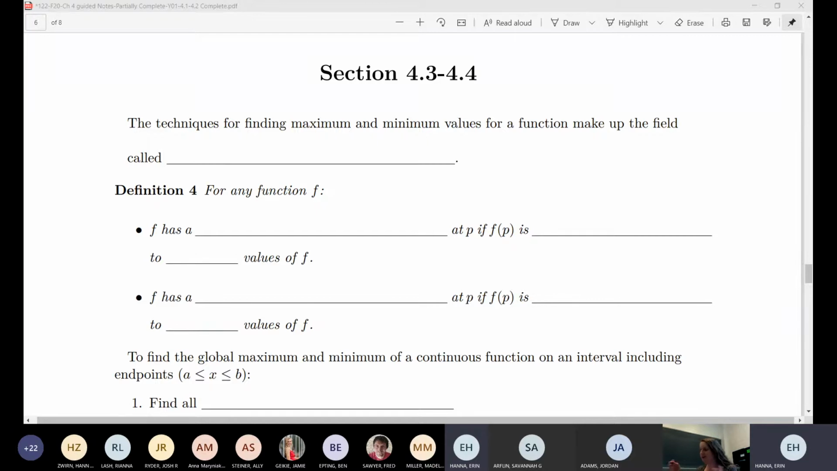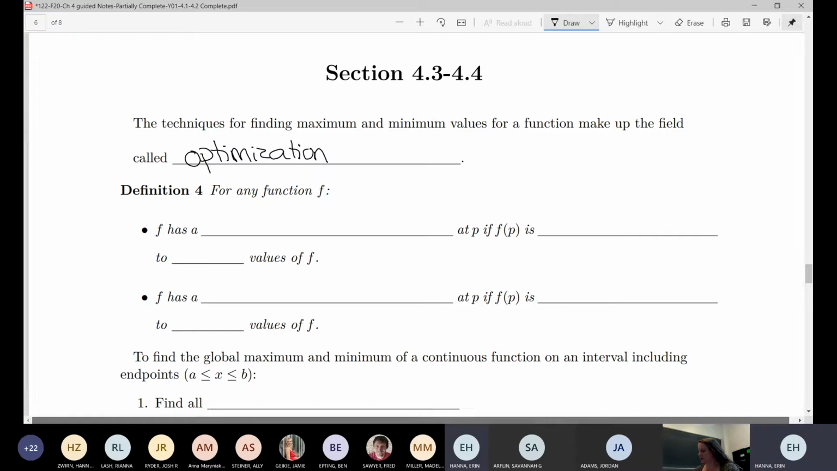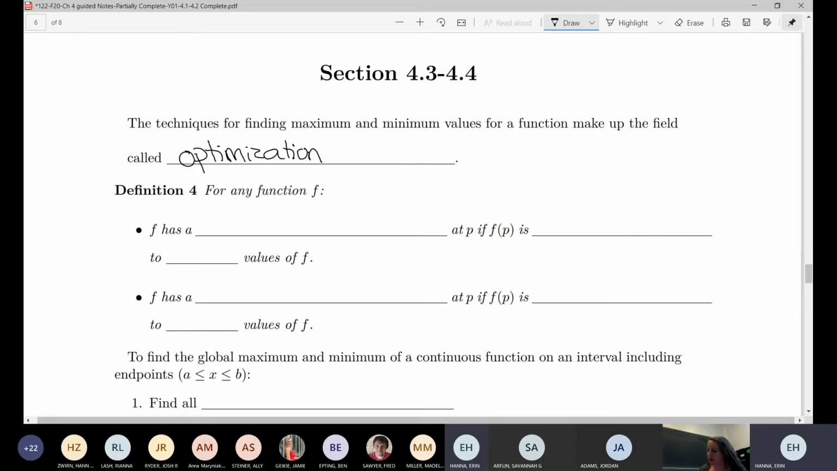So here we go. The techniques for finding maximum and minimum values for a function make up a field of mathematics called optimization. And that's mainly because a lot of times you are really looking to optimize something. You're looking for the largest area or the largest profit or the smallest cost. You're trying to make an optimal situation. And that's kind of what we're going to look at here. We're not just going to look at local maxes and mins, but we're going to look at these things called global maxes and mins.